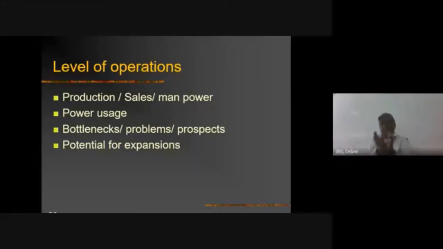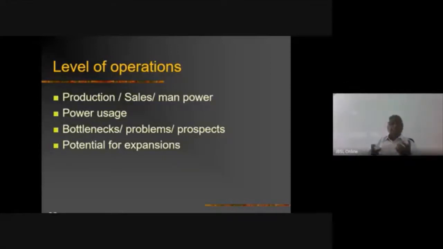Similarly, in machinery, the machinery should be balanced. If the first machine is 10 ton capacity, the second machine also should be 10 ton capacity, and the third machine also should be 10 ton capacity. Then only it is balanced. Otherwise, we call it bottlenecks. So when a series of machineries are used in production, in the industries, you must see all these machineries are balanced. Otherwise, there are bottlenecks.